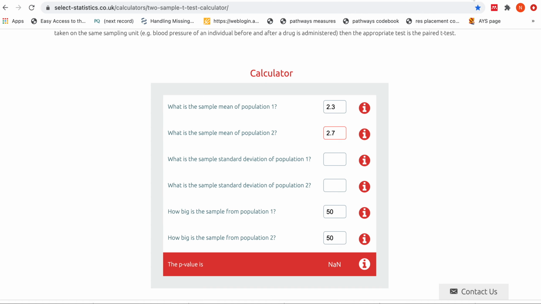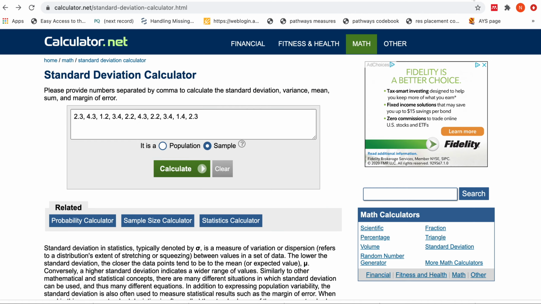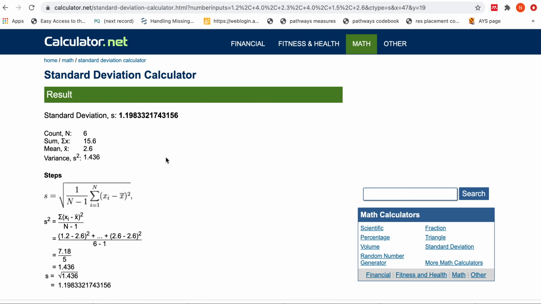You could use a standard deviation calculator. I just went to calculator.net standard deviation, and what you would do here is add in all the answers for males and all the answers for females. Say there's 1.2, 4.0, and whatever your answers may be. This is just an example here. And then you would calculate it. So our standard deviation would be about 1.2.